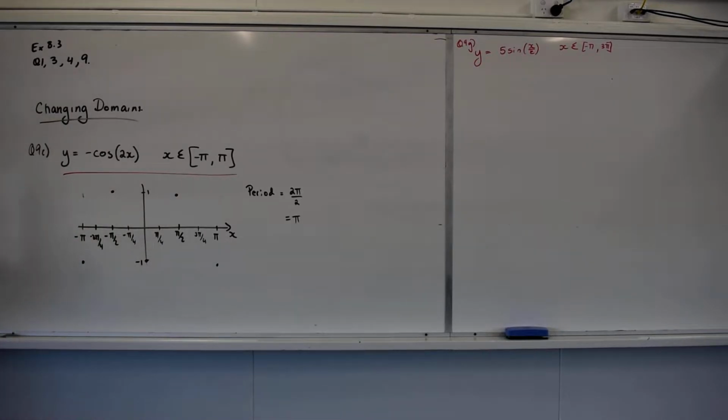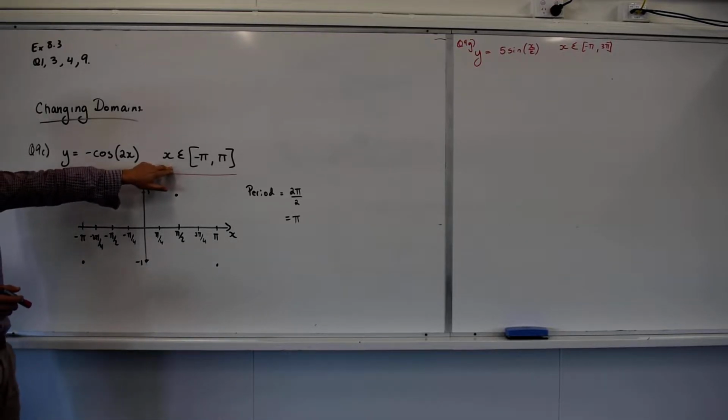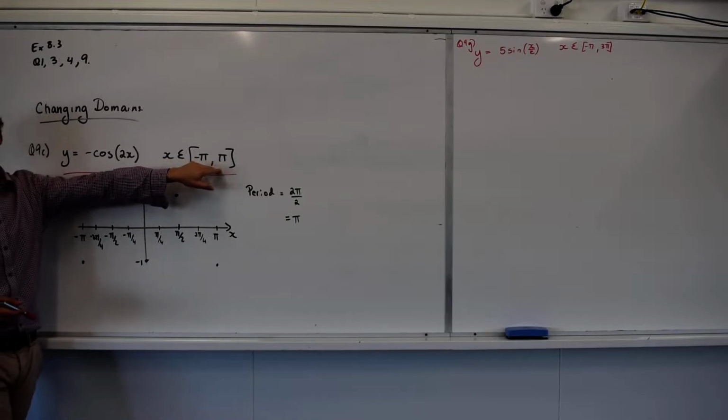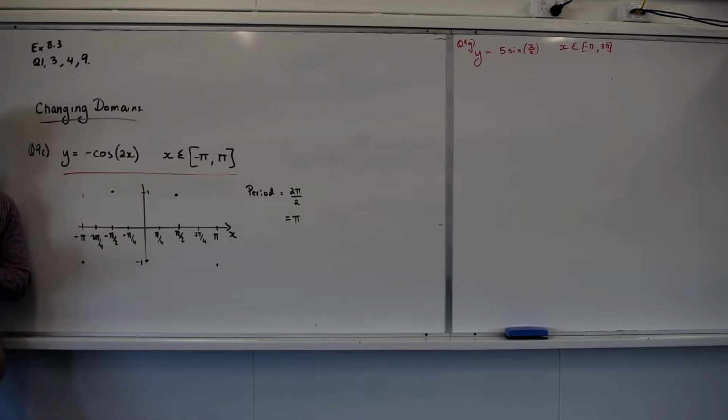The thing that's different, Maddie, is what? It's got a domain, and what does this mean? Yep, so x is an element of negative pi to pi. What do the square brackets mean? It is included. So it's saying x is greater than or equal to negative pi, but less than or equal to pi. If it was circle brackets, we would not be including that point.